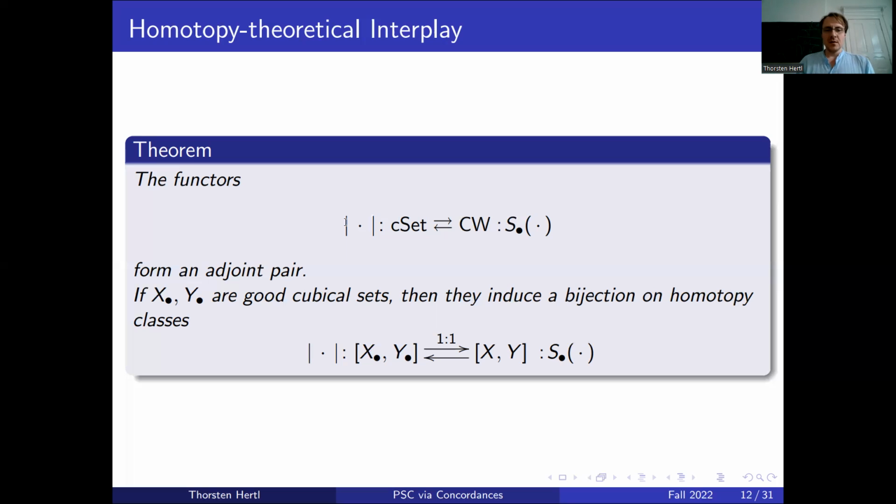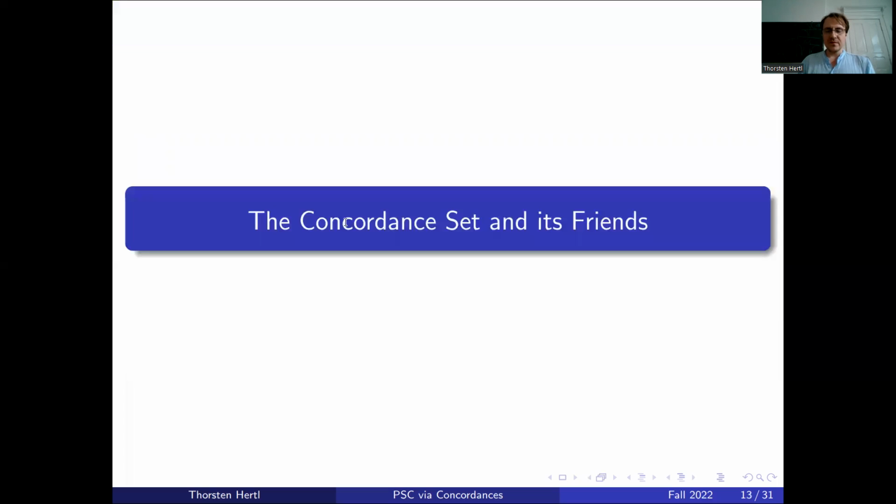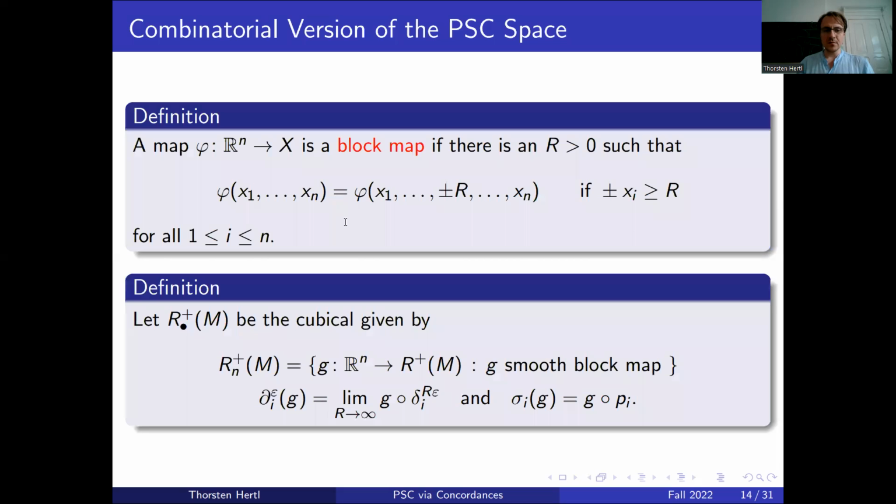Okay. Back from the abstract stuff towards geometry, we will use cubical sets to describe our space of positive scalar curvature metrics in a combinatorial manner, and then construct the approximation space. So let us start with the translation.